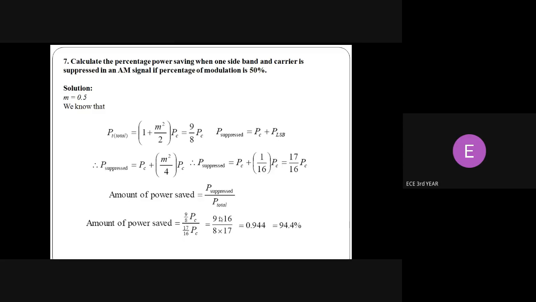So far we have seen about amplitude modulation: how amplitude modulation happens, what is the purpose of amplitude modulation, and the advantages of amplitude modulation. Here we saw the problems: the modulation index, the modulation index percentage, how to calculate the power consumed by the total AM signal, how much power has been consumed, and how much power can be saved. All these things have been seen in the problems, and you can note them down.